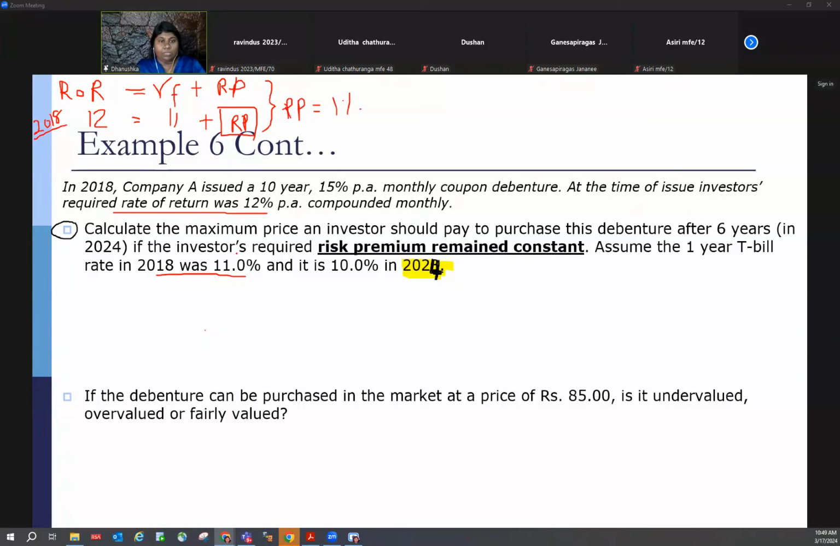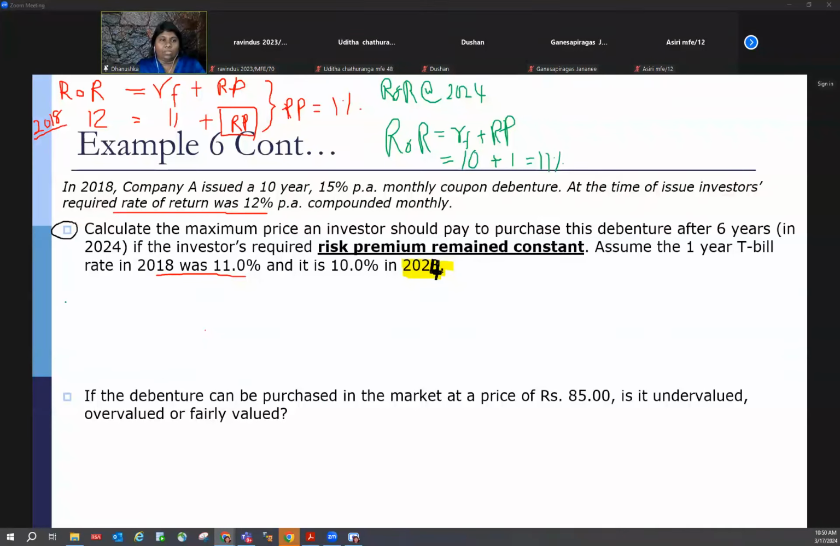If the risk premium is 1%, then what is the new required rate of return in 2024? In 2024 also, my equation doesn't change. The required rate of return is my risk-free rate plus risk premium. Risk-free rate, though, now is 10%. Risk premium is 1%. So you get 11%. And that is my required rate of return.